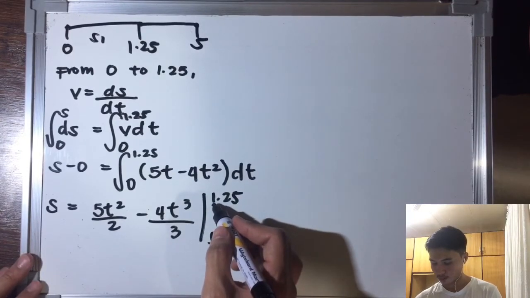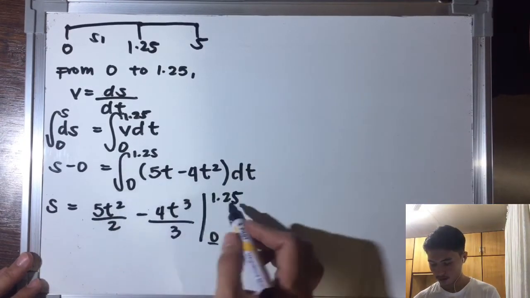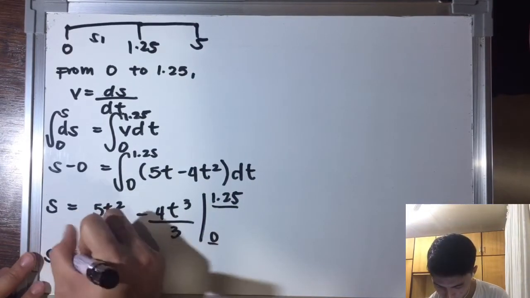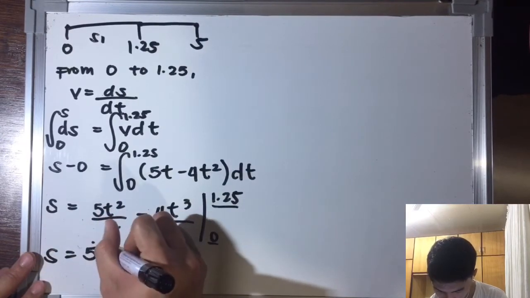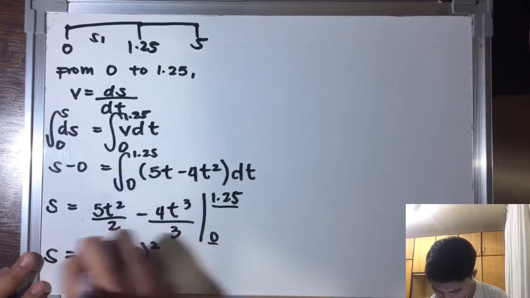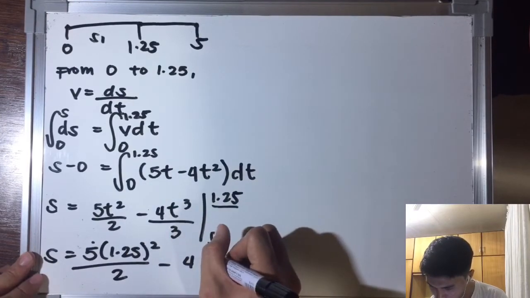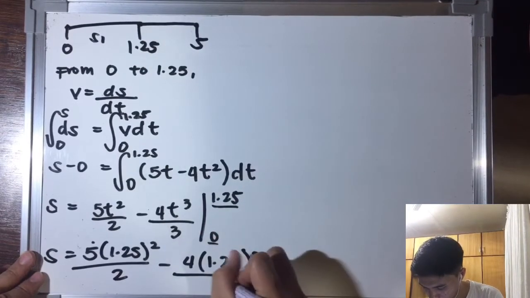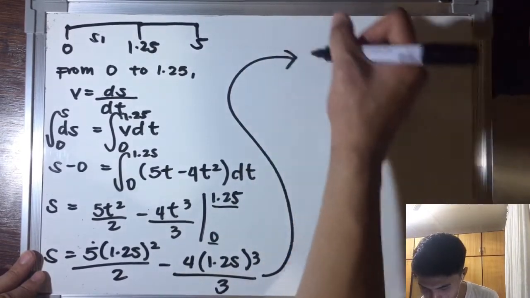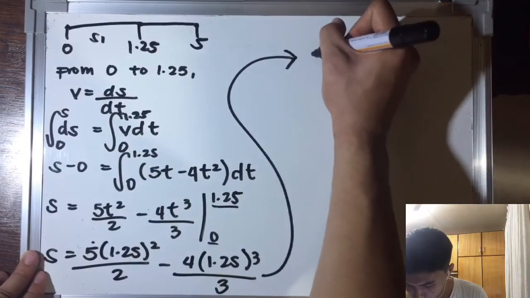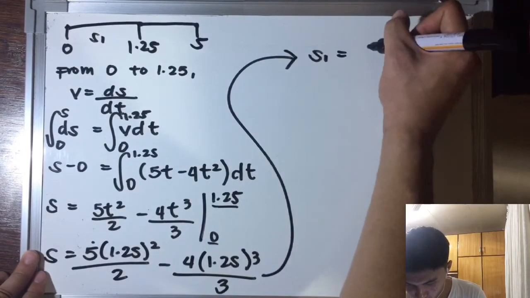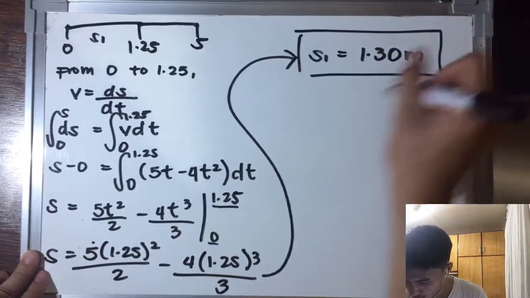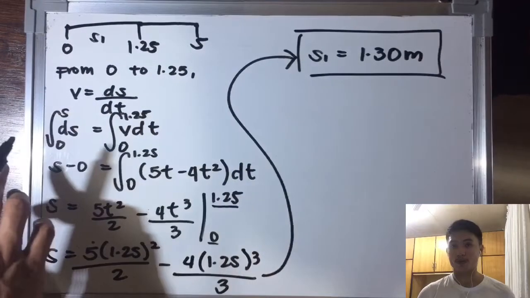So what we are going to do next is substitute the value of t, 1.25. So s is equal to 5 multiplied by 1.25 squared over 2 minus 4, again the value of t, which is 1.25 cubed over 3. So solving for this will give us S1 is equal to 1.30 meters. So this is our position from 0 to 1.25.